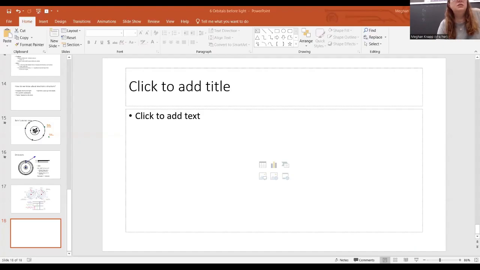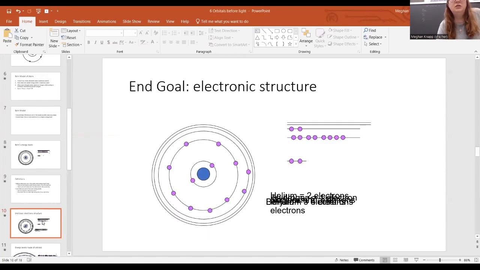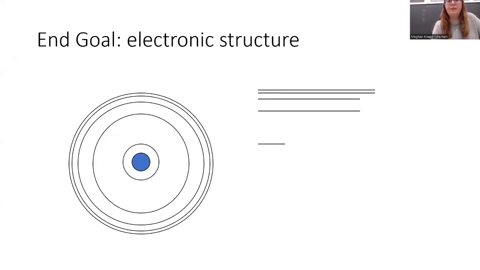Excellent. Okay. So let me see if I can find, is it this one? Yeah, okay. So yeah, we said that, oops, this is the wrong one. There we go. These lines are representative of the energy levels around the atom.